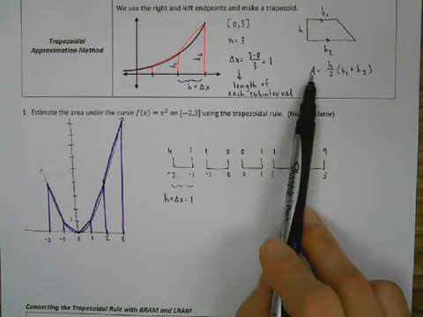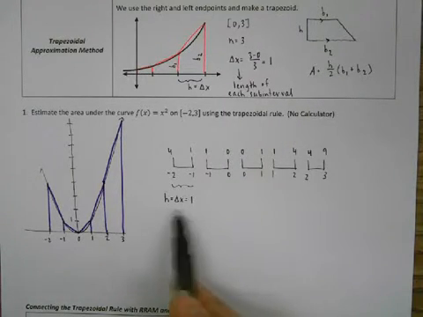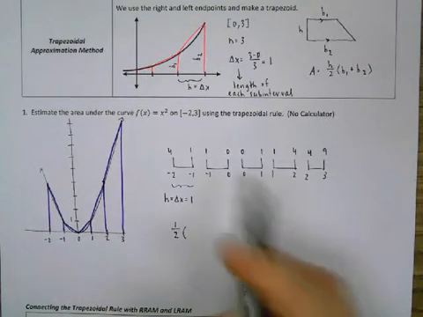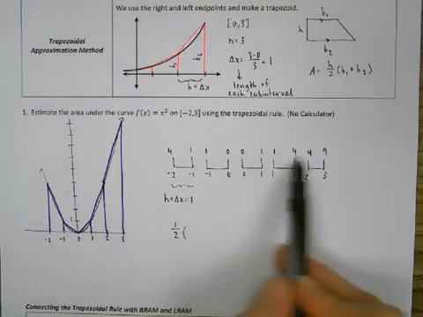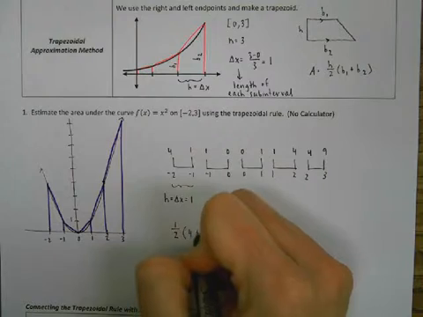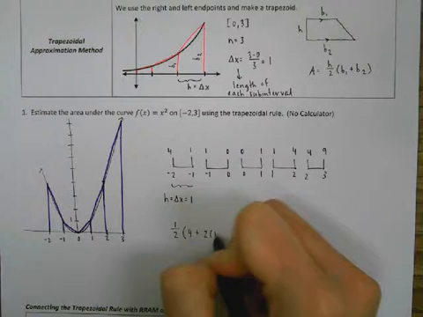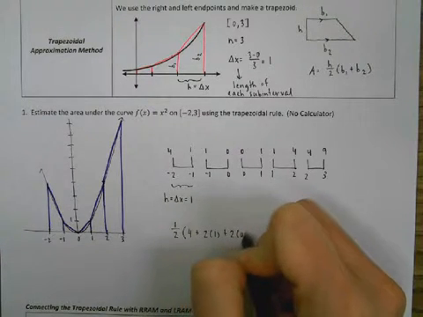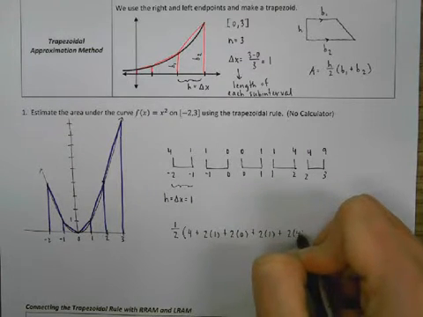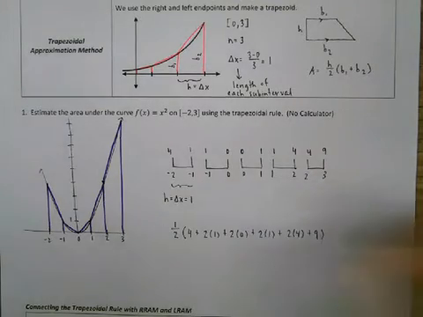Now, if we go back to our formula, we said it was going to be h over 2. So don't forget that over 2. We said our h was 1, so I'm going to have 1/2. And now I'm going to add up all of my function values. Here I'm going to make it a little easier. I have 4, but then I notice I have 2 1 values. So I'm going to do plus 2 times 1, plus 2 times 0, plus 2 times 1, plus 2 times 4. And then I just have my last value of 9 at the end, plus 9.